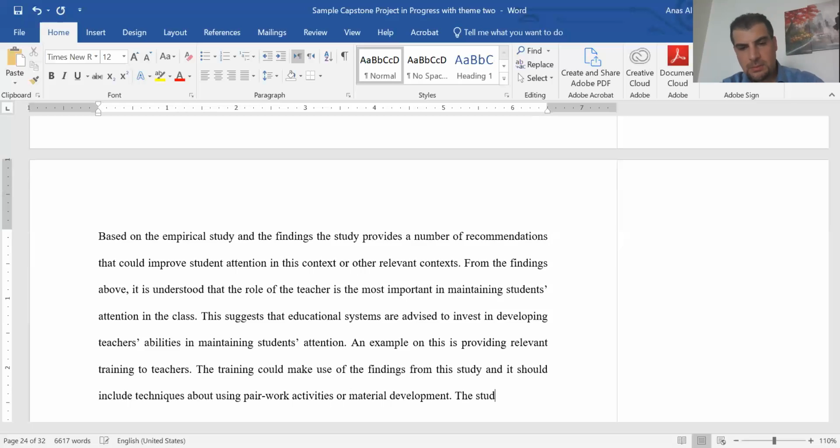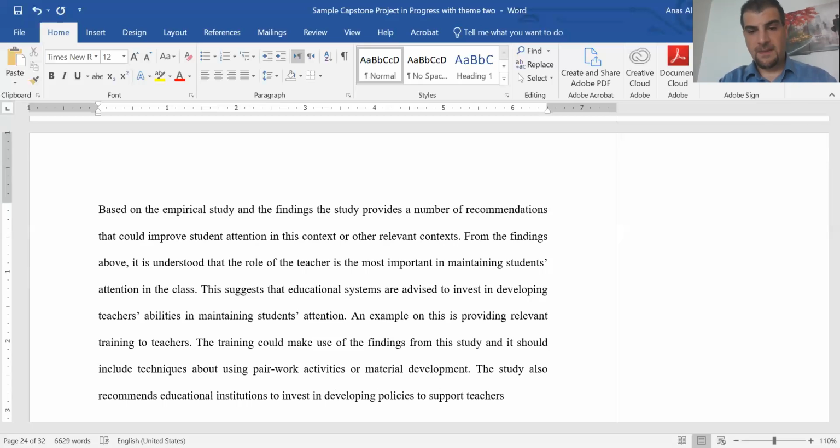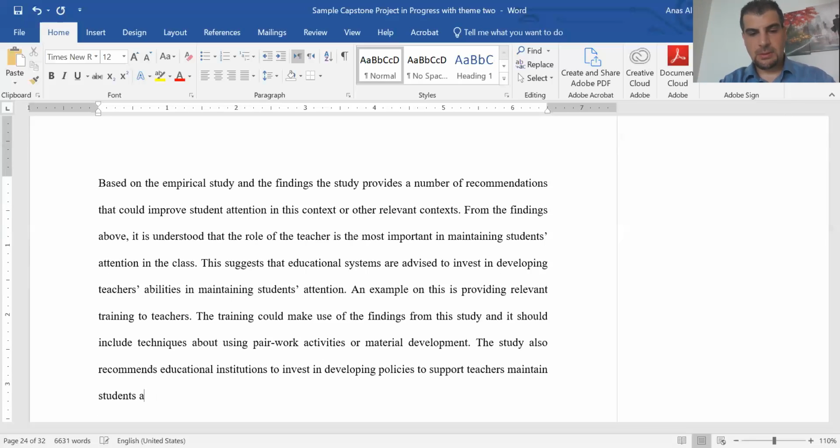The study also recommends educational institutions to invest in developing policies to support teachers maintain students' attention.